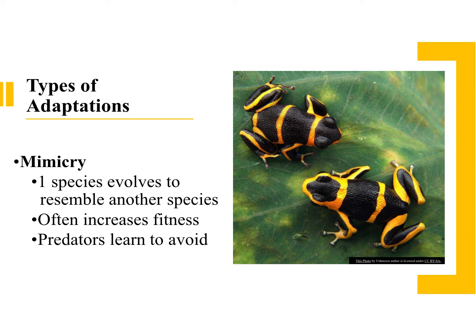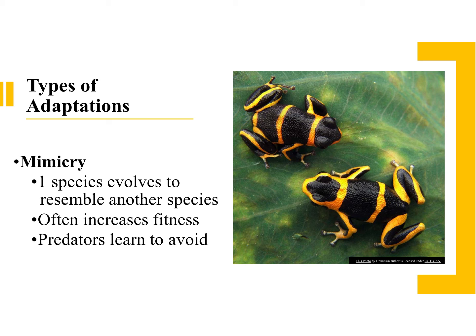Another example is mimicry. If you're mimicking someone, what are you doing? Yeah, you're just copying them, right? So mimicry is an adaptation when one species evolves to resemble or copy another species. And we see these traits survive when you take on the adaptation to look like a dangerous or a poisonous or a bad tasting species. Okay. So you're going to look like something that your predator wants to avoid.